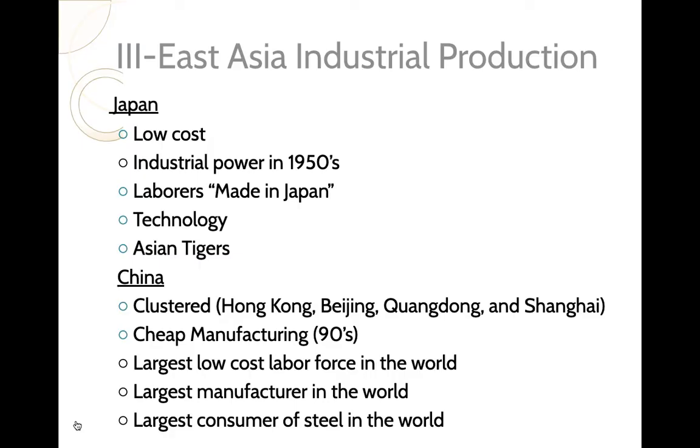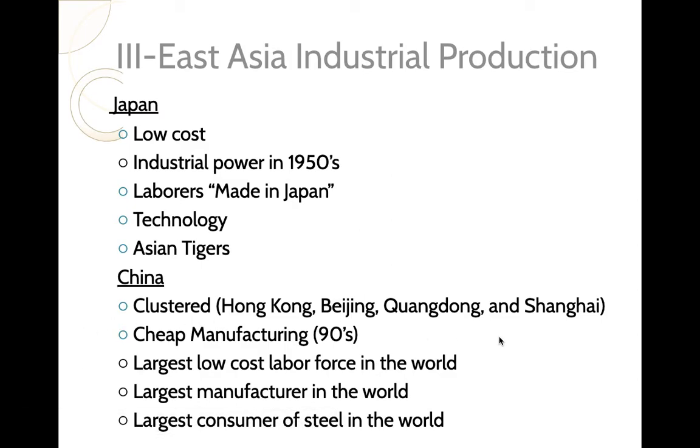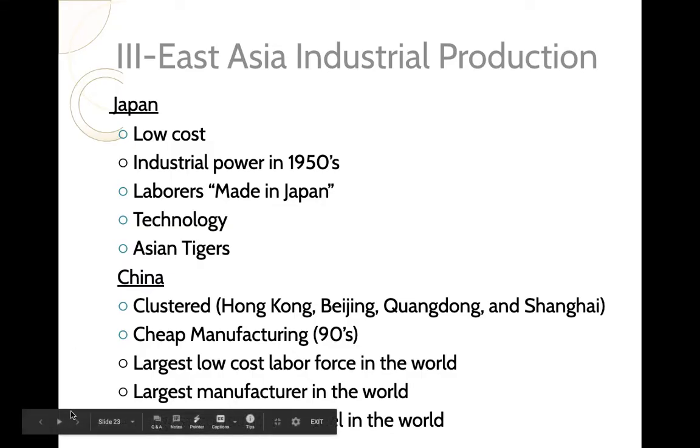Then we see the emergence of China in the late 90s, so the end of the 20th century, the emergence of the 21st century, where their site factor is cheap labor, low-cost labor, and today they're the largest manufacturer in the world and the largest consumer of steel in the world.